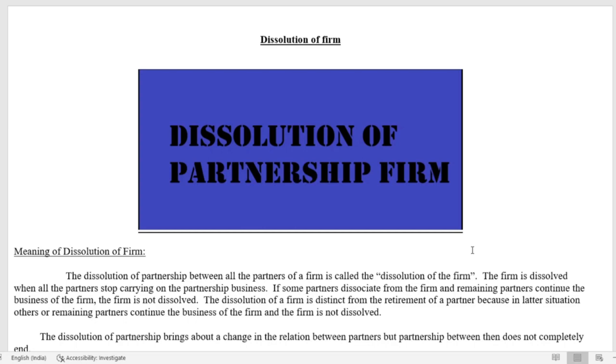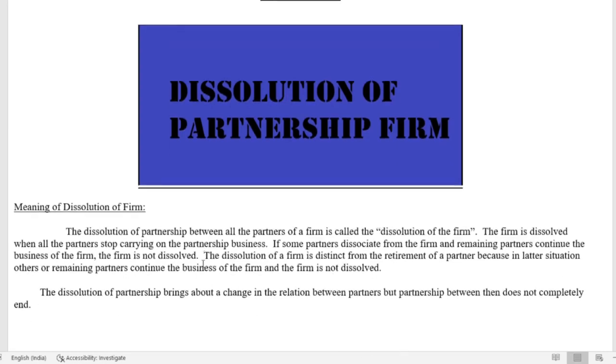So thereby the rights and duties of the partners will come up. Earlier also the rights and duties were there. When the partnership firm is in existence, the partners had rights and duties. But after the dissolution also, the partners have rights and obligations. So these are all the probable questions we can expect with regard to the dissolution of the partnership firm. So let us discuss the dissolution of the partnership.